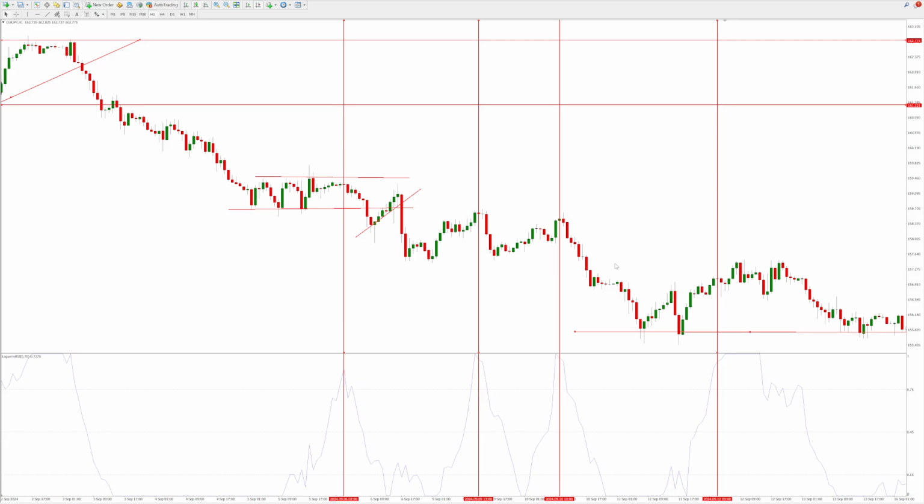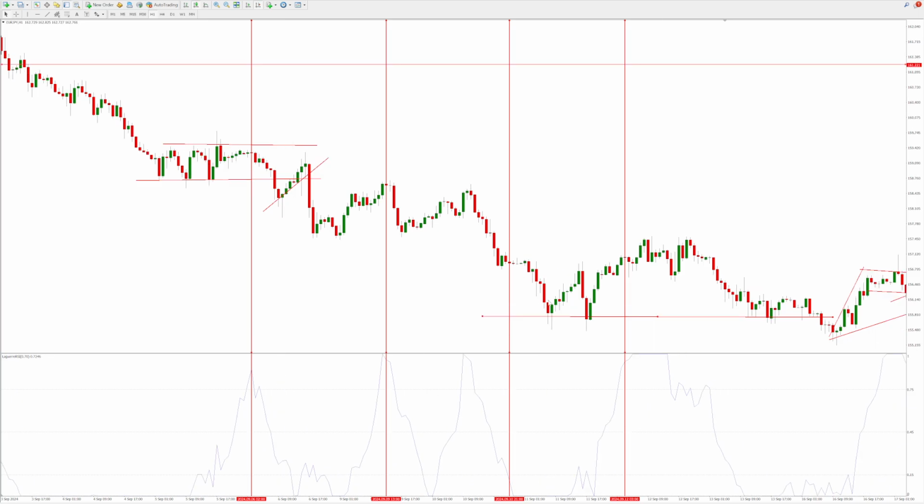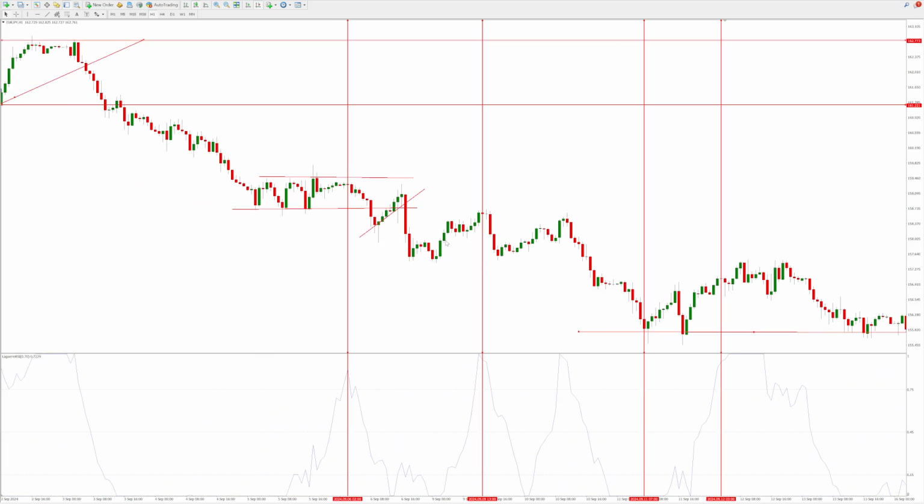Again, to be fair, the Laguerre RSI would have kept you out of trouble if you were using it and you were thinking to sell at the bottom. Not that you would have, but if you were thinking to sell in here, you'd probably go back to the drawing board. The Laguerre RSI would show you do not sell in an oversold market there.